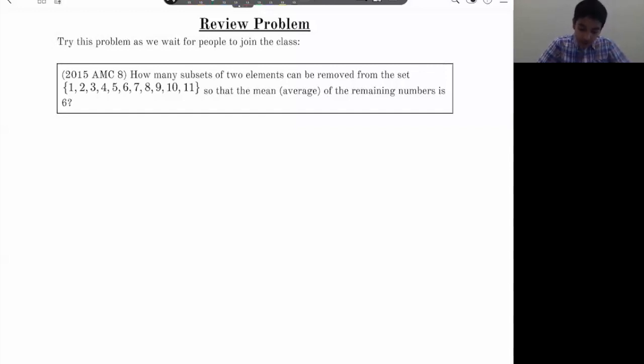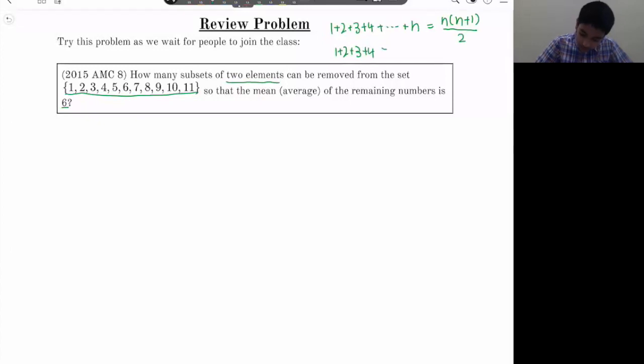How many subsets of two elements can be removed from the set 1 through 11 so that the mean, or average, of the remaining numbers is 6? Here's a formula that will be useful: 1 plus 2 plus 3 plus 4 plus ... all the way to n is equal to n times n plus 1 divided by 2. For example, 1 plus 2 plus 3 plus 4: n is 4, so 4 times 5, or 4 plus 1, divided by 2, which is equal to 10.